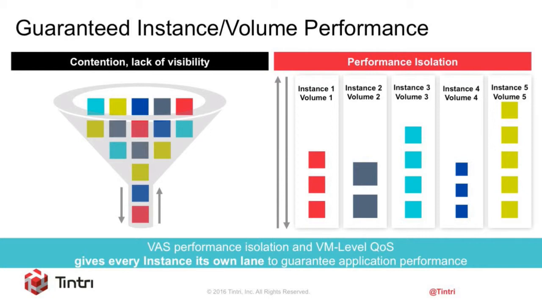And what we do is basically with the VM-aware storage, we provide a guaranteed lane for every instance and volume. Depending upon any type of volume or instance you have, your developer has given you some requirements in regards to the IOPS, the latency, and the capacity. You basically tune that number in, and that's the performance they will get.